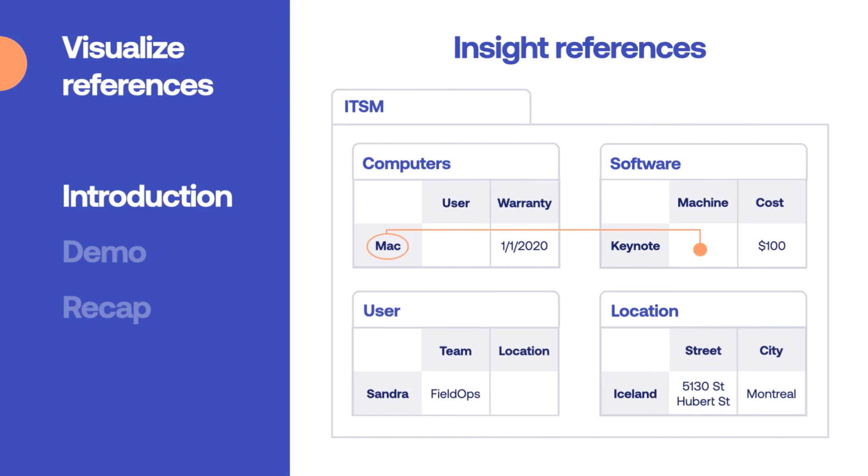First, we have references between software and computers, which tell us what software is installed on any selected computer. Another example is when a user is based at a particular location, there is a reference between users and locations. These are two simple examples of references. To understand more complex object relationships, it can be helpful to visualize the references.